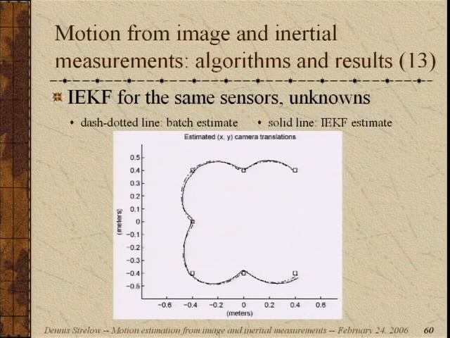Okay, now we're interested in doing this live on robots, so we also built a recursive Kalman filter, or iterated extended Kalman filter, to do this. And I'll just briefly talk about it. So the dash-dotted line here again is the same batch, or bundle adjustment, estimate that I showed you before. And then that solid line is, for this example, the best Kalman filter result that I could achieve by tweaking the parameters of my filter.